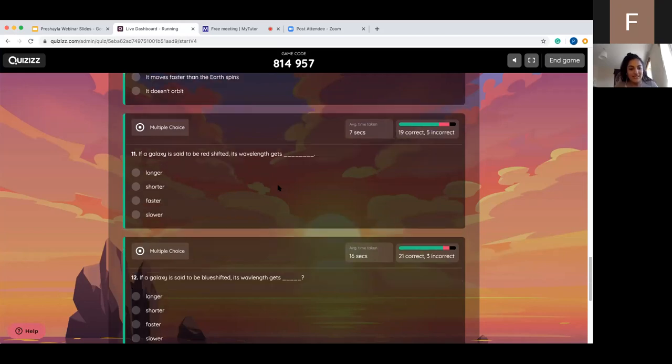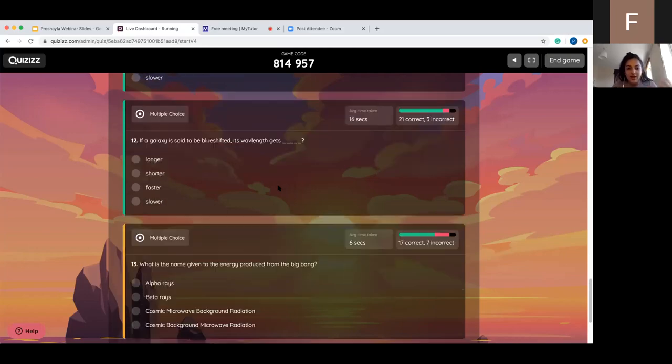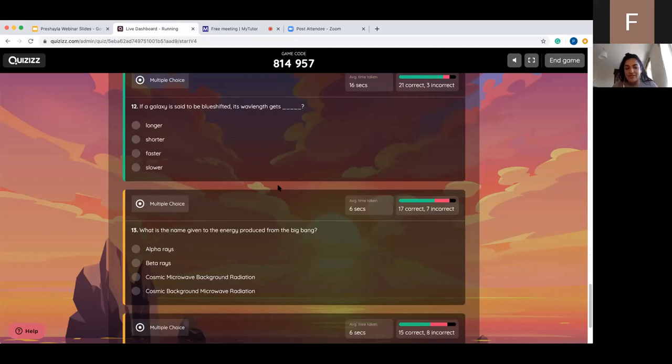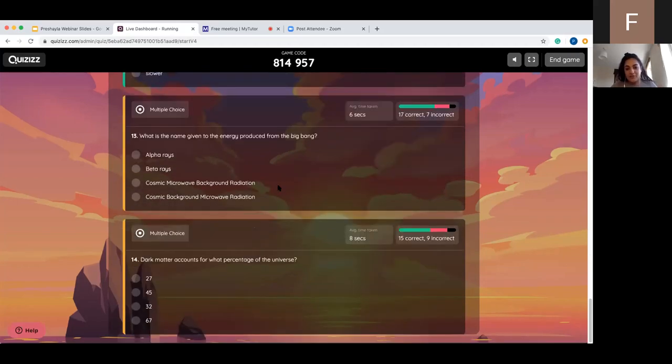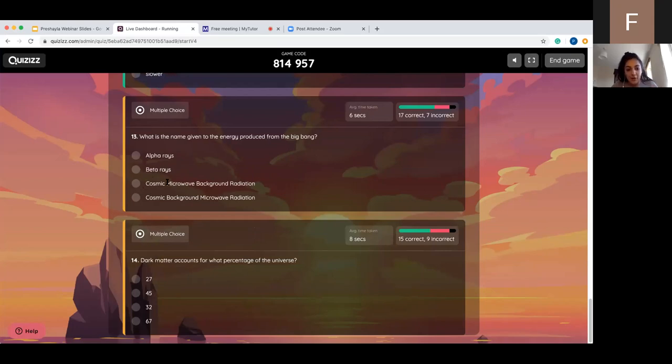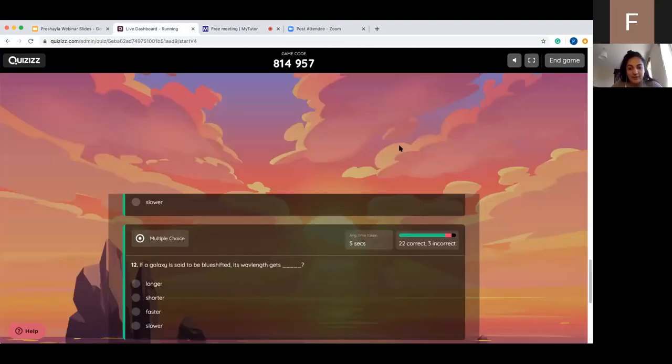If a galaxy is said to be redshifted, its wavelength gets longer. Really well done, guys. That is probably the hardest part of space, redshift. So well done. And the same for blue shift, wavelength gets shorter. The name given to the energy produced from the Big Bang, that's cosmic microwave background radiation. So make sure you get it in the correct order. And dark matter accounts for what percentage of the universe? That's 27. Okay, so well done to, let's have a look at the final leaderboard.